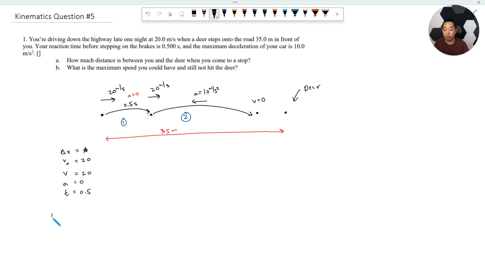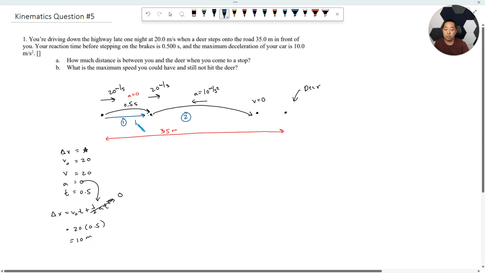So how do we find that? We're just going to use this equation. It doesn't really matter which equation you use. This is the most simple equation that relates these variables. But when the acceleration is zero, this term just goes away, because if I plug in a equals 0, it just vanishes to 0. So you simply do 20 times 0.5 and you get 10 meters. So this motion from here to here was 10 meters.